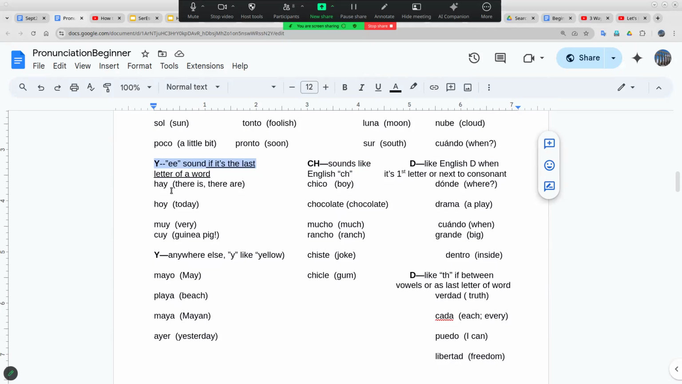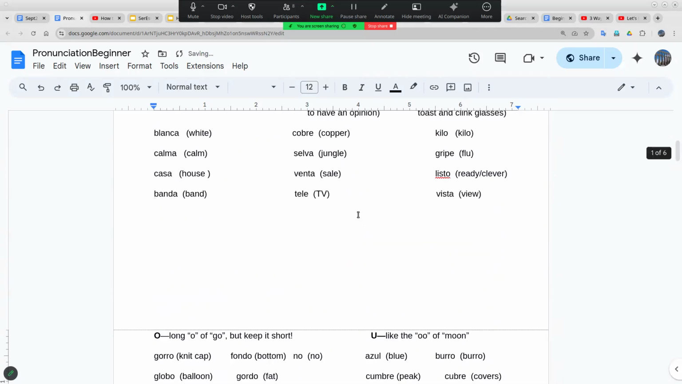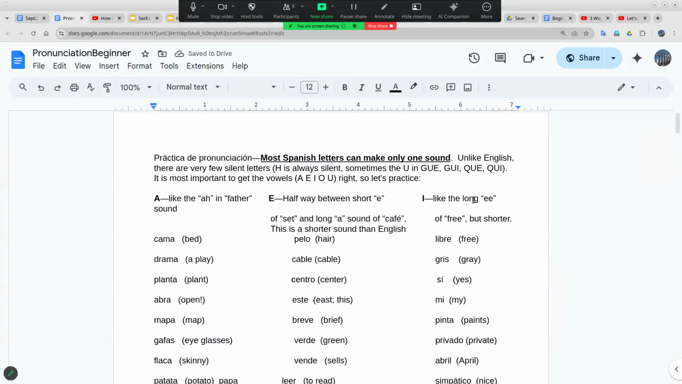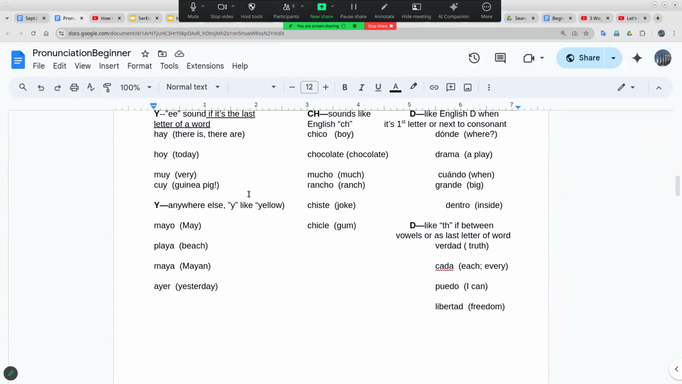So if the letter Y is the very last letter of a word, it will always be the I sound. If a Y comes at the end of any word at all, it will always make this sound. It'll sound exactly like this: ee. There are a lot of words in Spanish, oddly, that end like this.